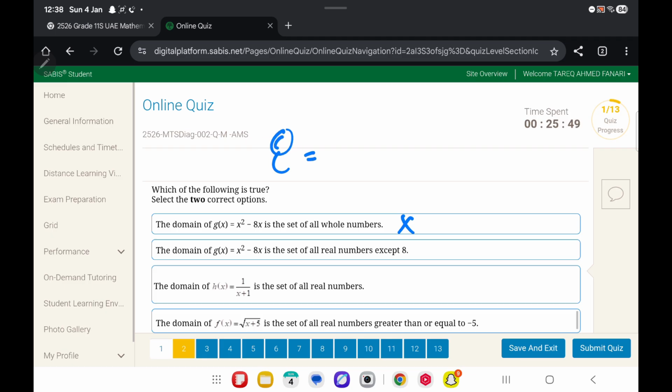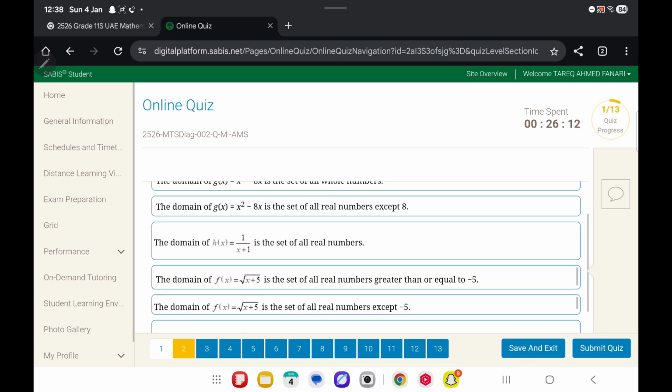So I can do 9 over 5, g of 9 over 5. Q means you can express it as a fraction. Now, g of 9 over 5 is possible, right? 9 over 5 squared minus 8 times 9 over 5. That's a number. It gives me a real number. Why is this only the set of whole numbers? This is wrong. This should be the set of all real numbers. Okay, so the first option is wrong.